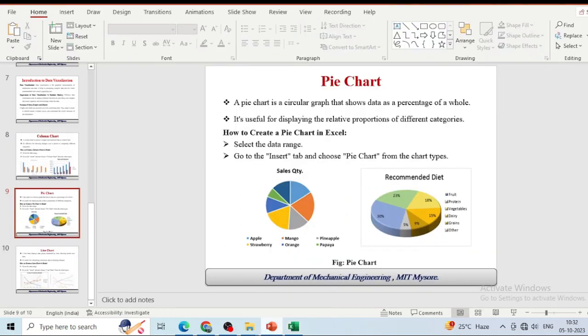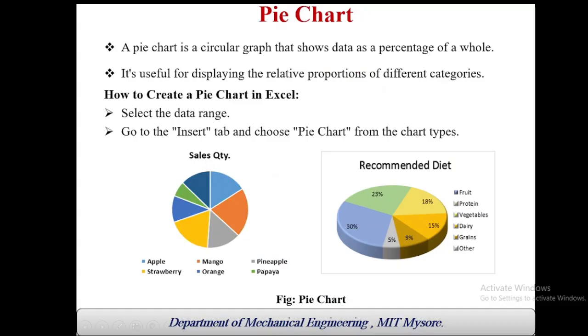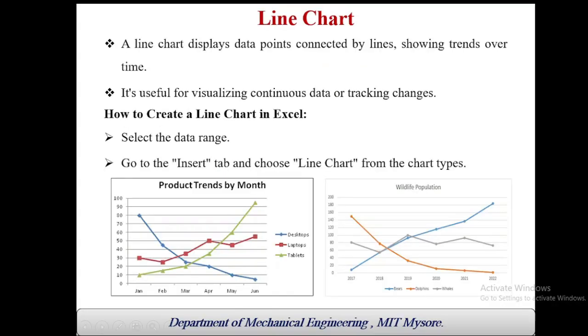Now the other type of chart that we need to learn is the line chart. The line chart displays data points connected by lines, showing trends over time. Over a period of months, we have taken an example of how many desktops, laptops and tablets have been sold. If I want to visualize the data in hard copy, it becomes very difficult. But with the help of a simple graph, I can easily correlate the data.